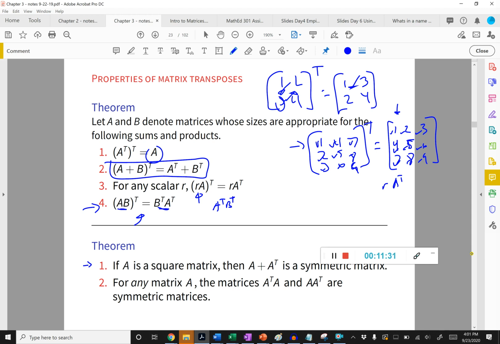If A is a square matrix, then A plus A transpose is a symmetric matrix. And for any matrix A, the matrices A transpose A and A A transpose are symmetric matrices. Symmetric matrices have really nice properties. We're going to bump into some of those properties and use them. And these are times when you always get symmetric matrices. To convince yourself, write out an arbitrary A, and then you can write out the arbitrary A transpose, and you can even just do a 2 by 2, and you can convince yourself that those are true. But let's go back to this one.